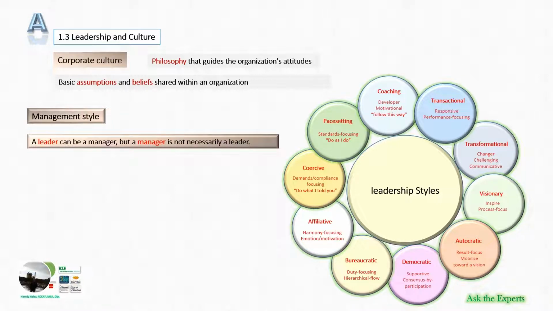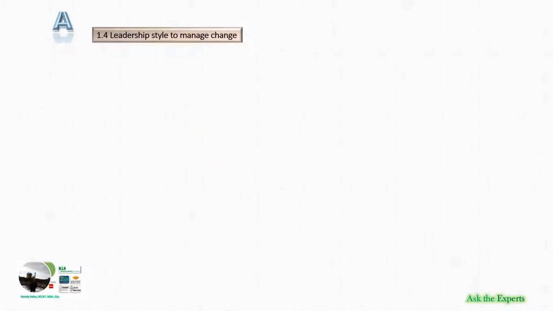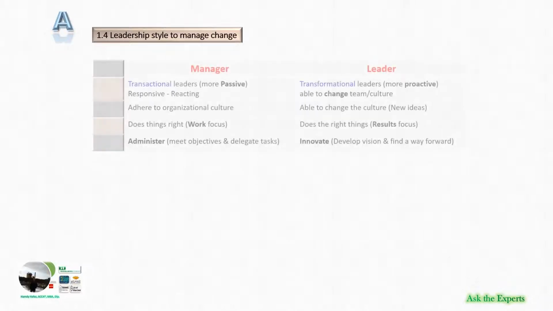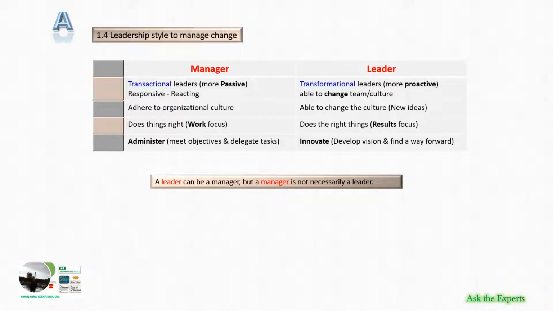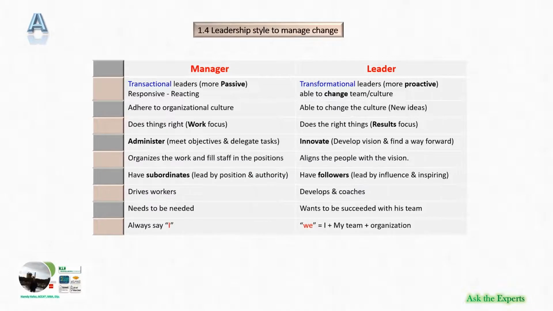What about leadership style to manage change? The two popular styles are the manager and the leader. Transactional or transformational. More passive or more proactive. Take care about the ability and flexibility to change. So again, a leader can be a manager, but a manager is not necessarily a leader. Now train yourself to recognize the difference between the manager and leader. Try to apply it on your managers.